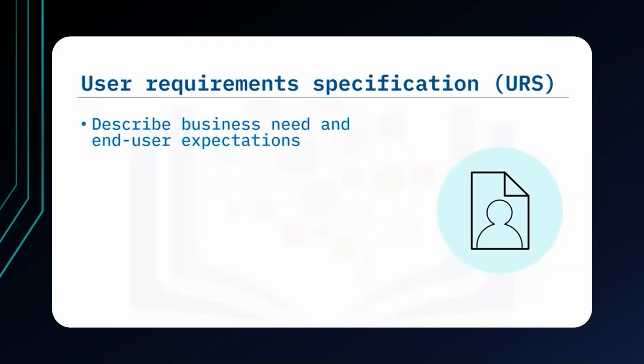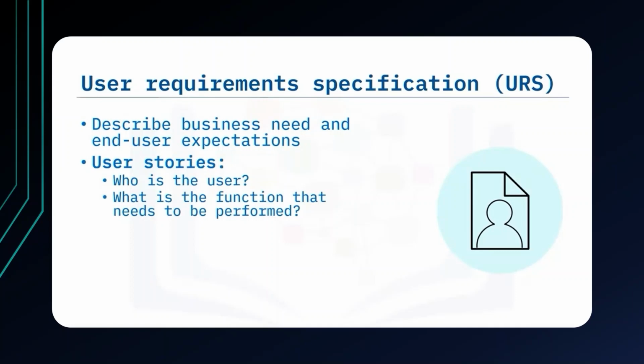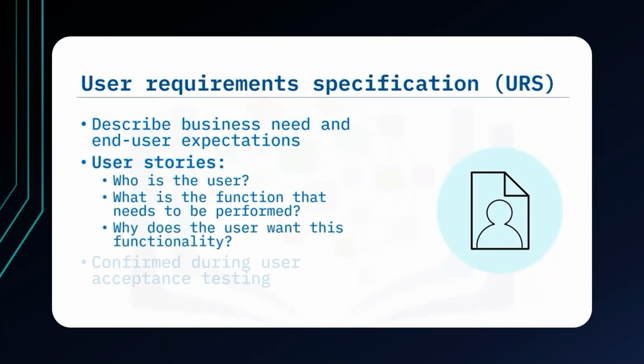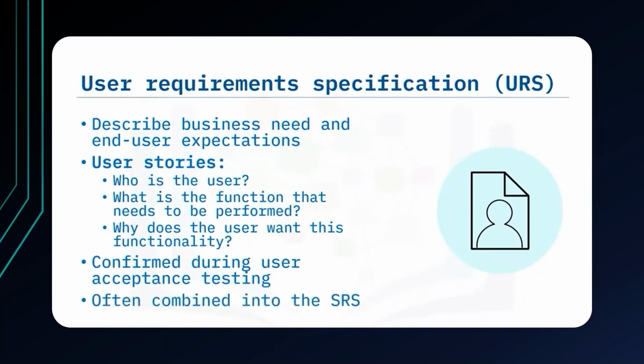User requirements describe the business needs and expectations of the end user from the software system. The user requirements are written as user stories or use cases that answer 3 questions: who is the user, what is the function that needs to be performed, and why does the user want this functionality. User acceptance testing determines if these requirements have been met. Often though, software requirements are combined into a single SRS document. The SRS details the expectations of the software system.